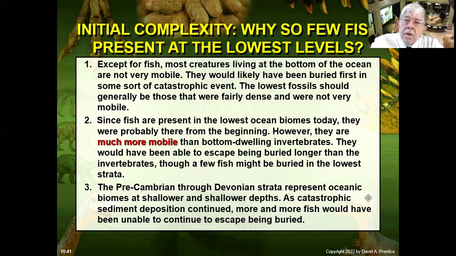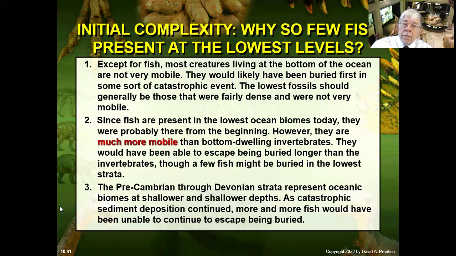So, except for fish, most creatures living at the bottom of the ocean are not very mobile. Fish are. So, those living at the bottom, immobile ones, would have been buried first in some sort of catastrophic event. The lowest fossils should generally have been those who were fairly dense and were not very mobile. Fish are present in the lowest ocean biomes today, so they were probably there from the beginning, but they can swim around. They're much more mobile than the bottom dwelling invertebrates. So they would have been able to escape being buried longer than the invertebrates, though there might be a few fish buried in the lowest strata.